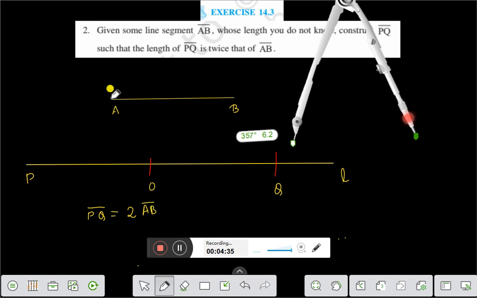Because we have taken the length of AB, we have cut it here, and again from the initial point to the final point, this length plus this length means double AB. Therefore, we can say that the length of PQ is double AB. In this way, you can draw the line.